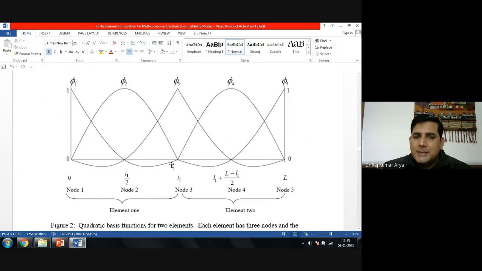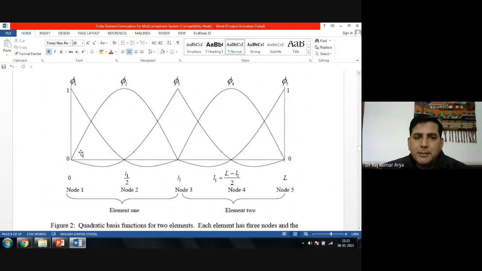Same thing, element number 2, you have there φ4, but you don't have φ1 because φ1 is not getting extended into this way. So therefore, the product of φ4 φ1 in element number 2 would also become 0. Correct? Same thing now you do for φ5 into φ1.